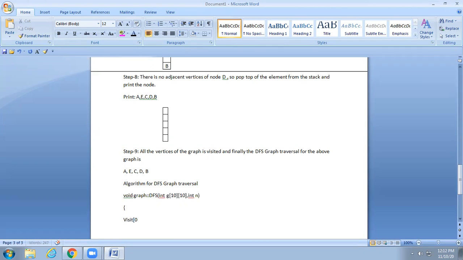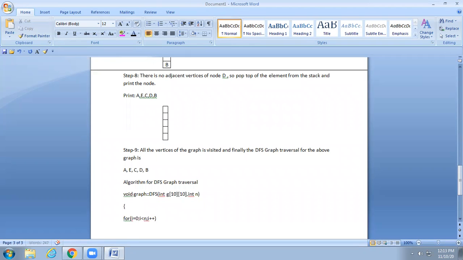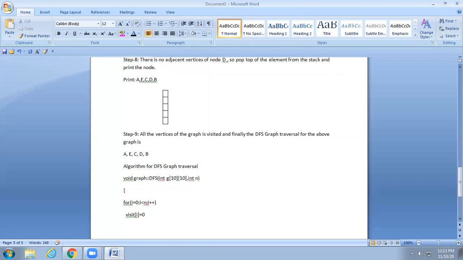So first I will visit all the vertices. I'll make for I equal to 0, I less than n, I plus plus. Let us assume that there are n vertices. First I cannot visit any vertex. So visit of I equal to 0. Visit of I equal to 0 indicates there is no adjacent vertices of the graph. So initially we cannot visit any graph.